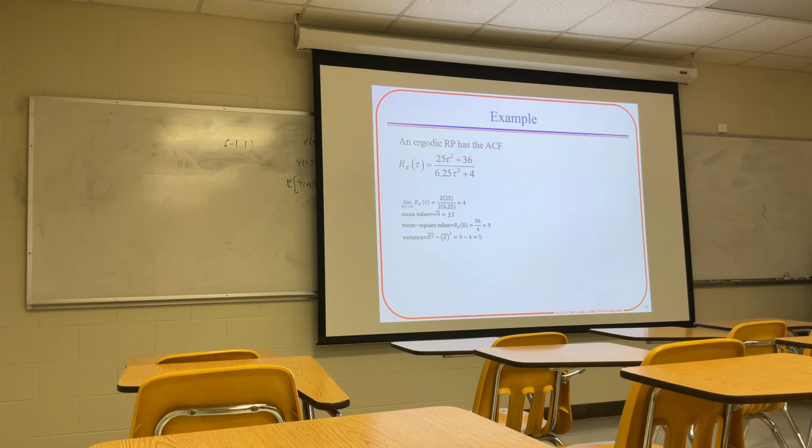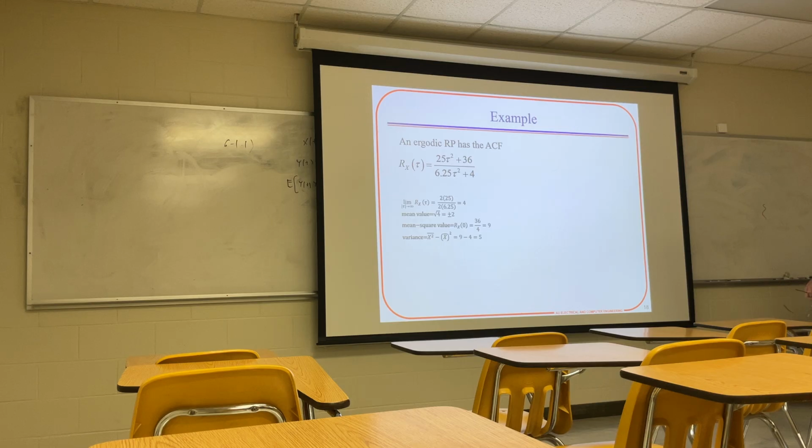So if you don't look at the answers there, just looking at this process, right off the bat, I hope everybody can see what the mean squared value is. If tau equals 0, it's 36/4, or 9, right? Everybody should see that right off the bat.